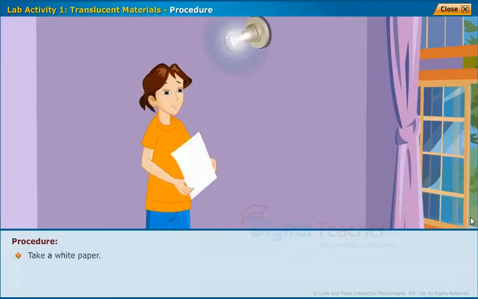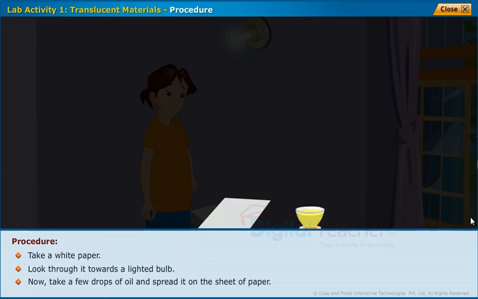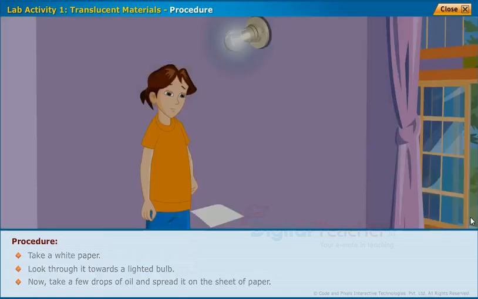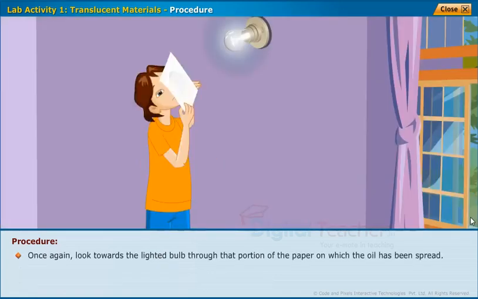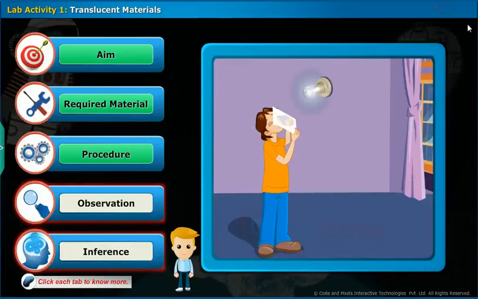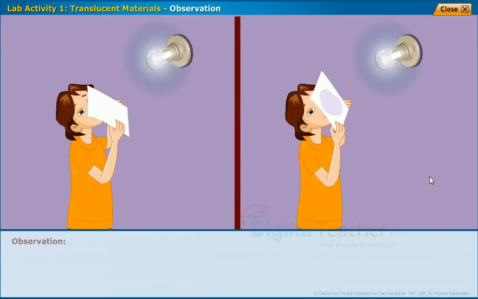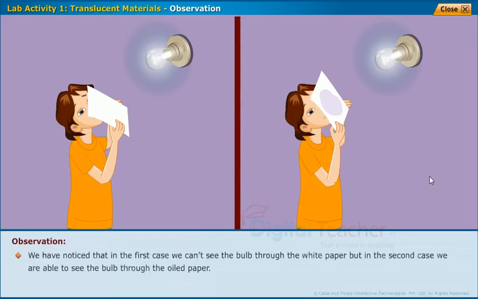Take a white paper. Look through it towards a lighted bulb. Now take a few drops of oil and spread it on the sheet of paper. Once again, look towards the lighted bulb through that portion of the paper on which the oil has been spread. Observe the difference in both cases. We have noticed that in the first case, we can't see the bulb through the white paper, but in the second case, we are able to see the bulb through the oiled paper.